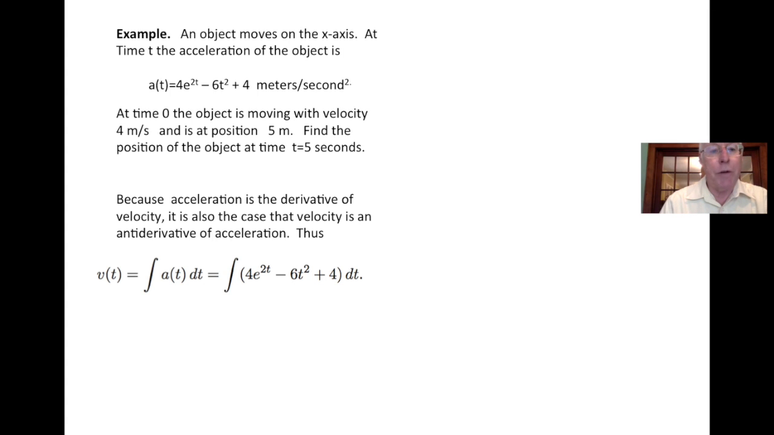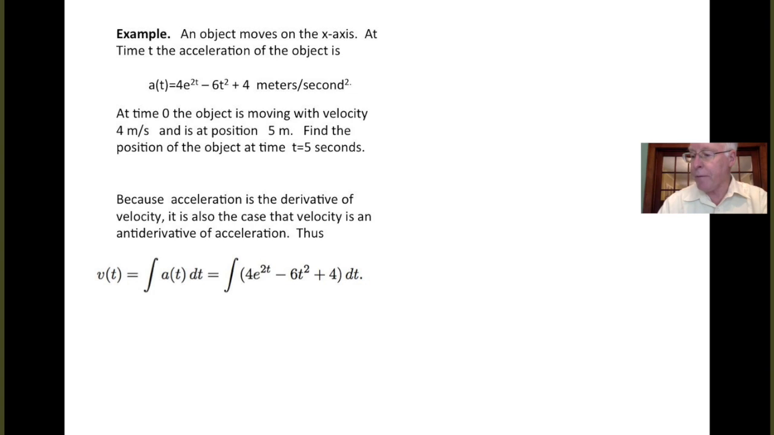So we start with this. We know acceleration is the derivative of velocity. So it's also the case that velocity is an antiderivative of acceleration. So if we let v of t be velocity, we can find v of t by taking the antiderivative of a of t, or the antiderivative of the acceleration expression.